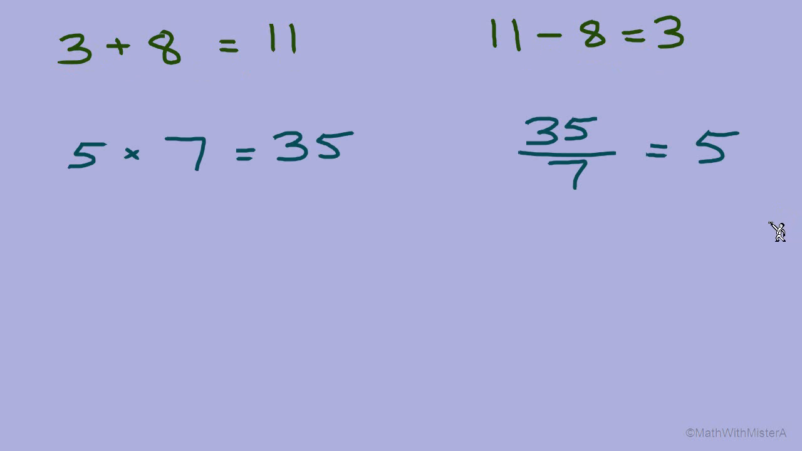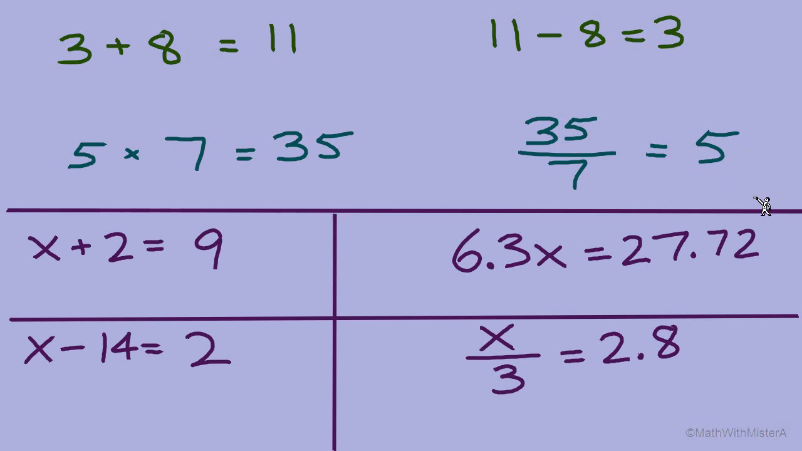The other pair of opposite operations, multiplication and division. 5 times 7 equals 35, so 35 divided by 7 equals 5. And again, we can see how starting with a number, 5, and doing the operation of multiplication by 7 equals 35, so taking that answer 35 and undoing the multiply by 7 with divide by 7 will get you back to that starting number 5.